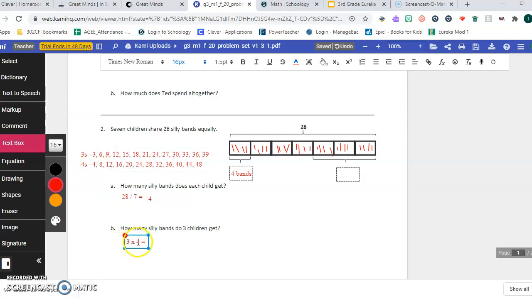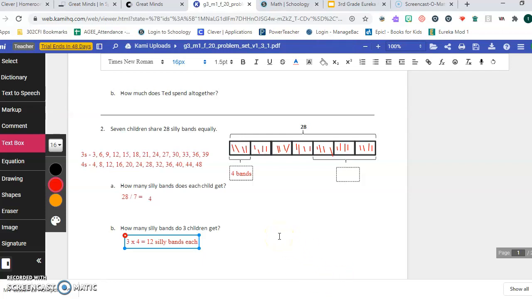If I do my 3s, I go to the 4th multiple. 1, 2, 3, 4. If I do my 4s, I go to the 3rd multiple. 1, 2, 3. Both of them are 12. So 3 times 4 is 12. Each child gets 12 silly bands. I'll just put 12 silly bands each.